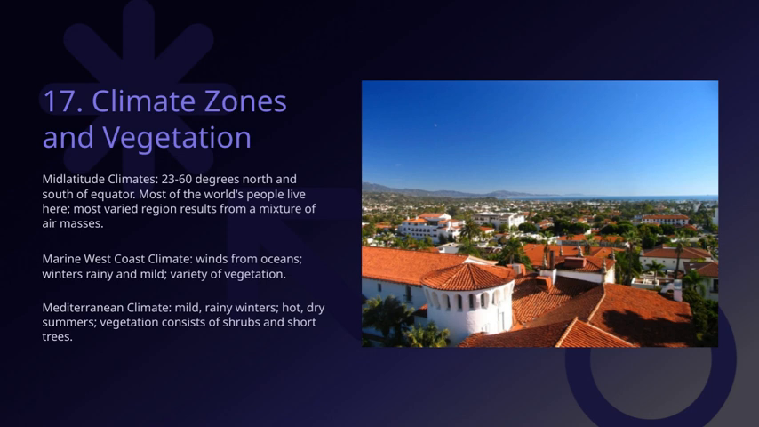Finally, let's talk about the mid-latitude climates. These are found roughly between 23 and 60 degrees north and south of the equator. Interestingly, most of the world's population lives within this zone. It's also the most diverse in terms of climate and vegetation because of the mixing of different air masses. This diversity leads to a wide range of plant life, from temperate forests to grasslands, making it a truly dynamic and vital part of our planet. Understanding these climate zones helps us see how climate influences the types of plants that can grow, which in turn affects the ecosystems and human activities in each region.